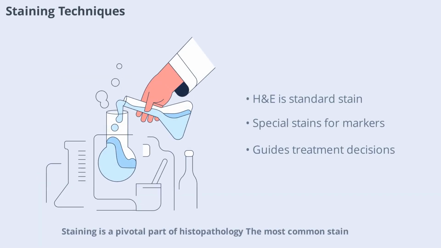Staining is a pivotal part of histopathology. The most common stain, hematoxylin and eosin, H&E, highlights cell nuclei and cytoplasm, making it easier to spot abnormalities. Special stains such as immunohistochemistry can detect specific proteins or markers that help identify cancer subtypes. These techniques provide additional layers of information, guiding oncologists in choosing the most effective treatment. The choice of stain depends on the suspected cancer type and the information needed for diagnosis.